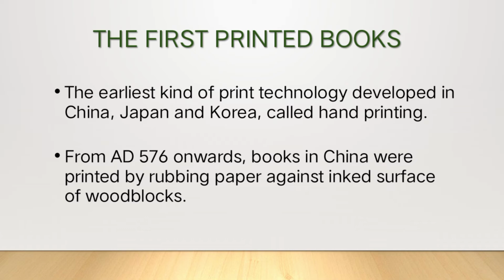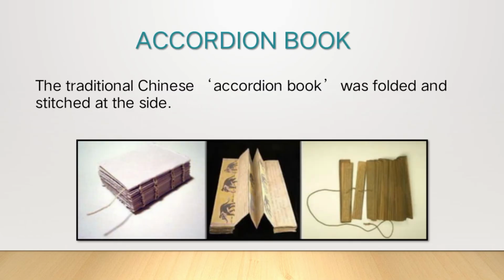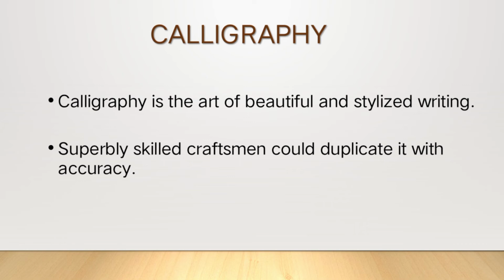The first printed book of this kind of printing technology was developed in China, Japan, Korea, and these were handwritten. And from AD 576 onwards, books in China were printed by rubbing paper against the inked surface of wood blocks. This is the accordion book. The traditional accordion book was folded and stitched. We can see the writings here. So this is how the book was bound together.